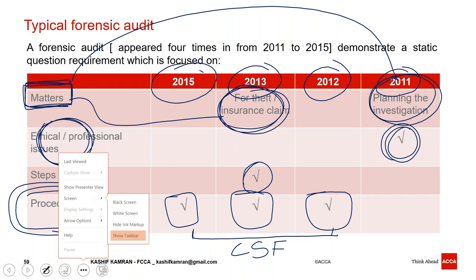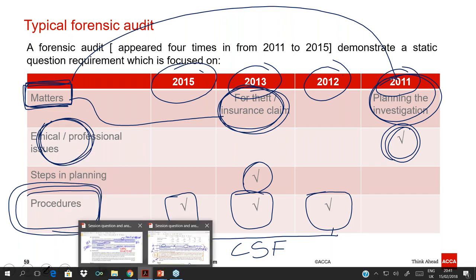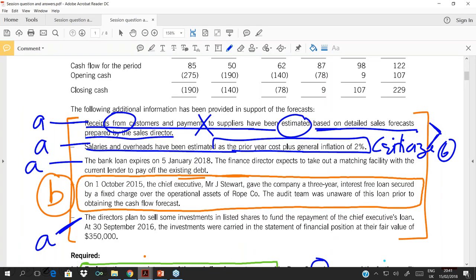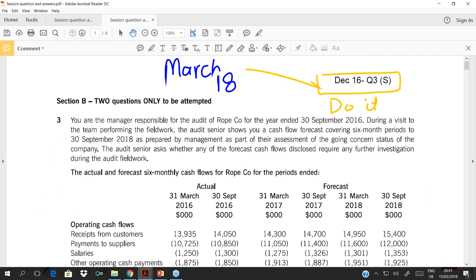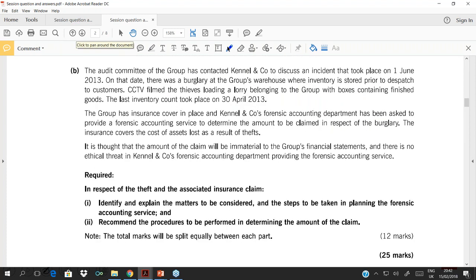Let's go to the case. Forensic. Okay, can all of you see this question in front of you? This is June 13, question 2B. This is the first one we are taking in the webinar for understanding what exactly is the temperament of forensic.